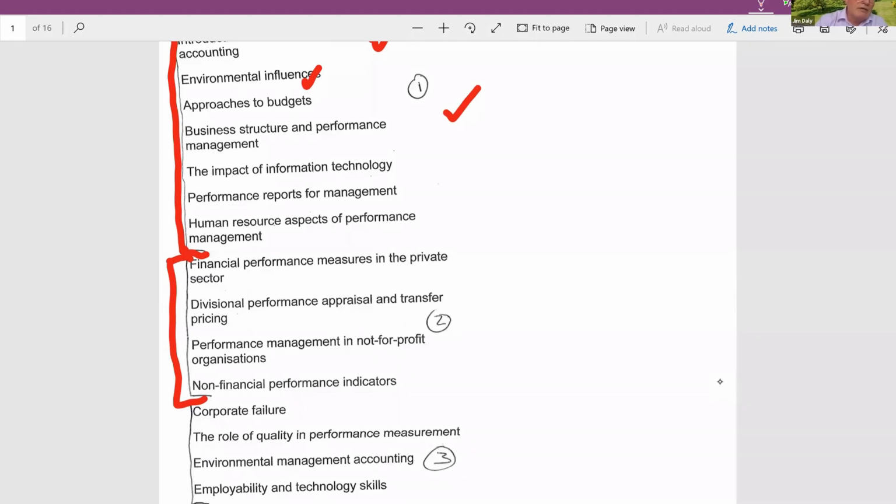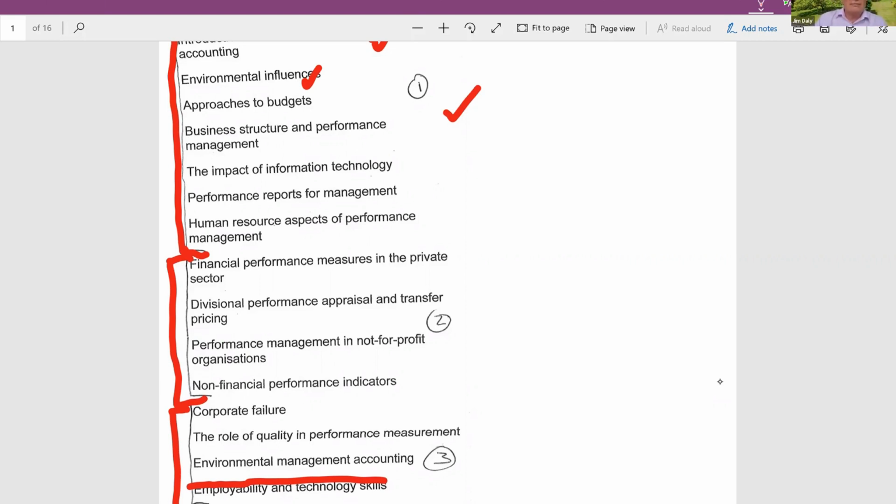Last bit of it then as well brings into play, we say, section 3, corporate failure, role of quality in performance measurement, environmental management accounting. And the employee liability and technology skills, excuse me, are, okay, that particular section. That's on every paper across the board, to make sure that you know how to do an online exam, basically. So there'll be separate videos for that as we go through it.